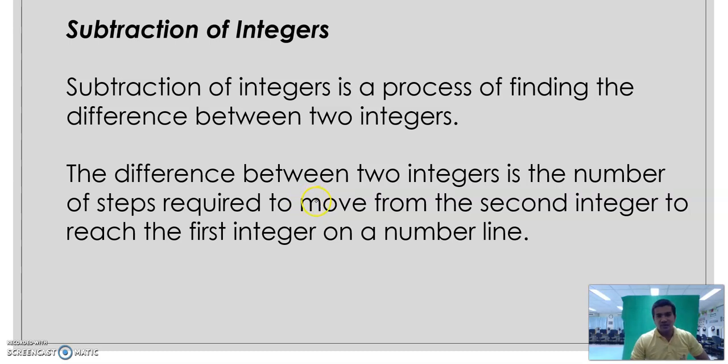Now let's go to subtraction of integers. When you subtract integers, it is a process of finding the difference between two integers. The difference between two integers is the number of steps required to move from the second integer to reach the first integer on a number line. In this process, we can use a number line, and also we can subtract the two integers directly. Okay, let's give some examples.